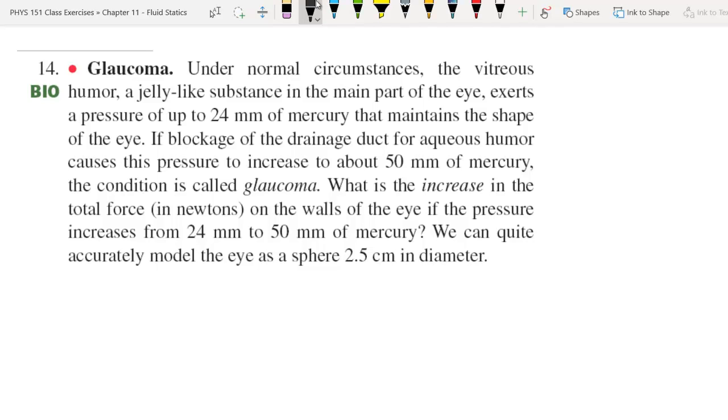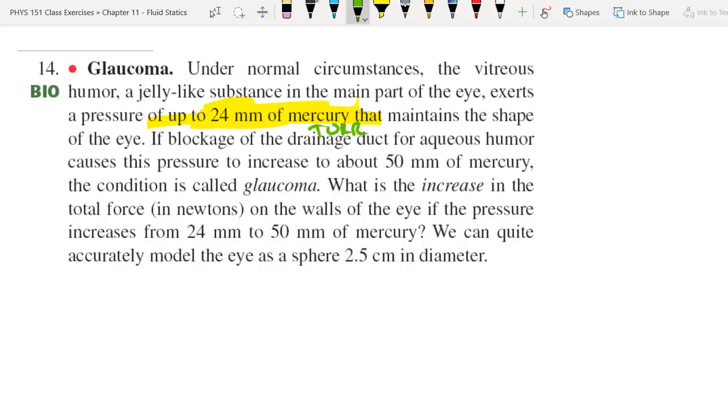Okay, here we have a question about the force exerted on an eye due to glaucoma. Normally the pressure is 24 millimeters of mercury, also known as 24 torr, right? Millimeters of mercury is sometimes referred to as torr, and it maintains the shape of the eye.